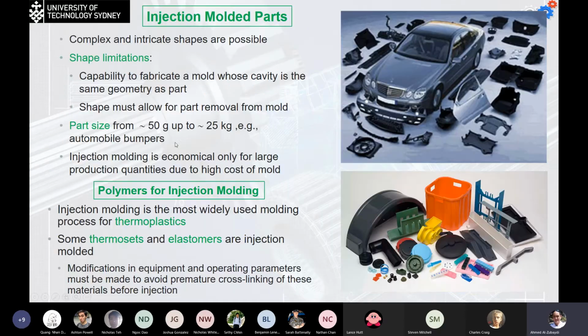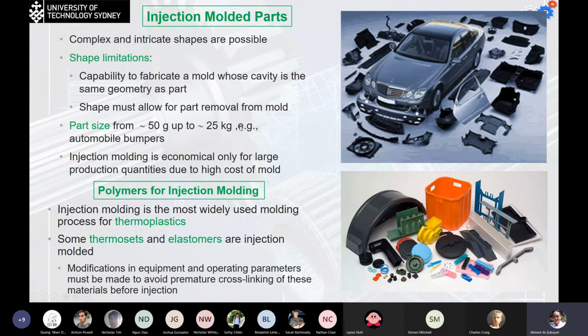Different types of parts can be made by injection molding. Complex and intricate shapes are possible, but we still have some limitations, which is the capability to fabricate the mold, which has to have a cavity with the same geometry as the part. Because if I make it too complicated, I'm not going to be able to take the part off the mold. The part size can be as small as 50 grams up to 25 kilograms, like what we have, for example, in the bumpers for cars.